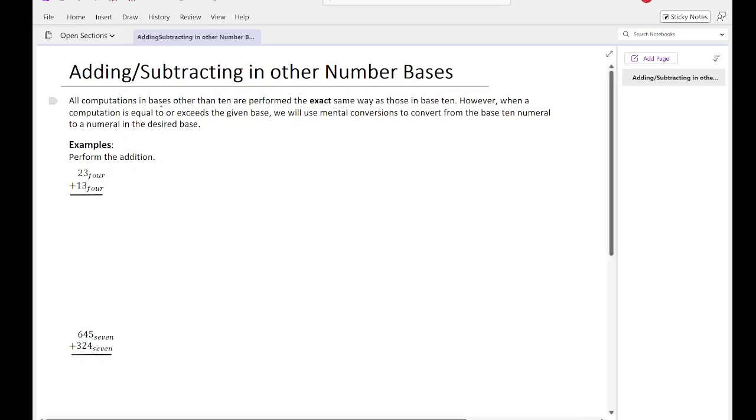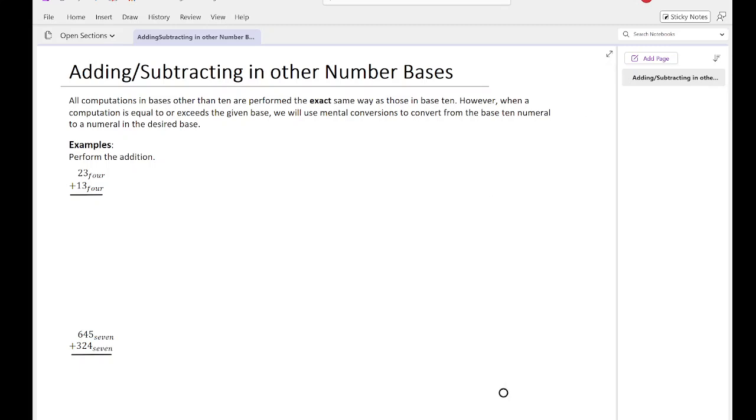All computations in bases other than 10 are performed the exact same way as those in base 10. However, when a computation is equal to or exceeds the given base, we will use mental conversions to convert from the base 10 numeral to the numeral in the desired base. So what does that mean? It's easiest to see it in action. So let's just take our first example here.